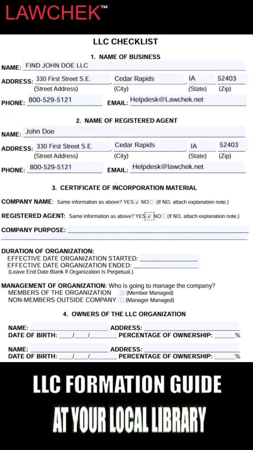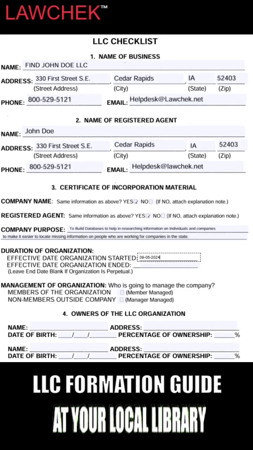Company purpose, something that you would put in there that would describe what your business is going to be about. Next, duration of the organization. And the effective date is when you start it, so the date you're actually registering with the state. And then the effective date the organization ended. If you had a limited time for the company, then you would put that date in. Otherwise, if it's going to be perpetual, you leave it blank.